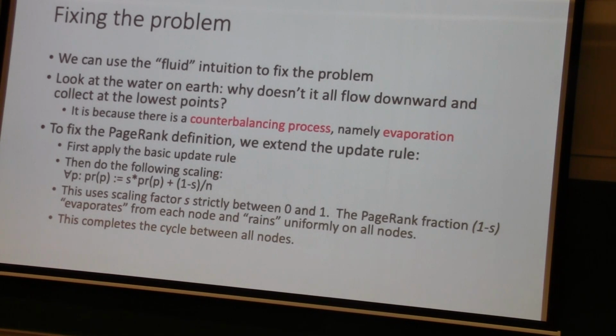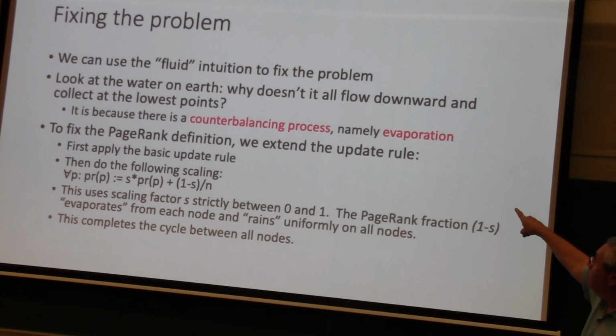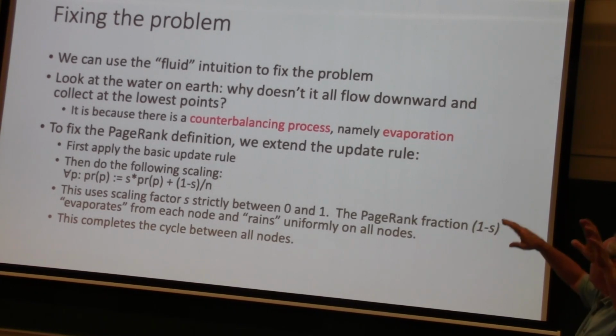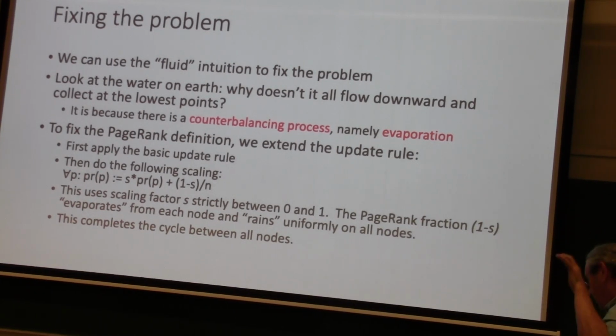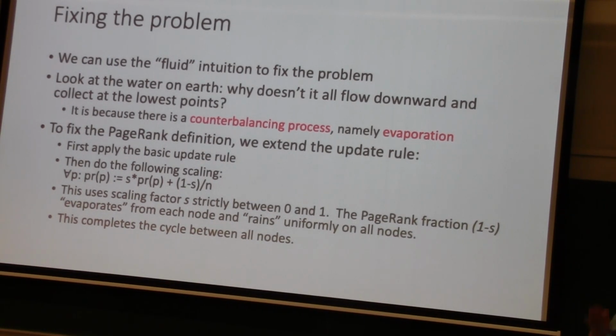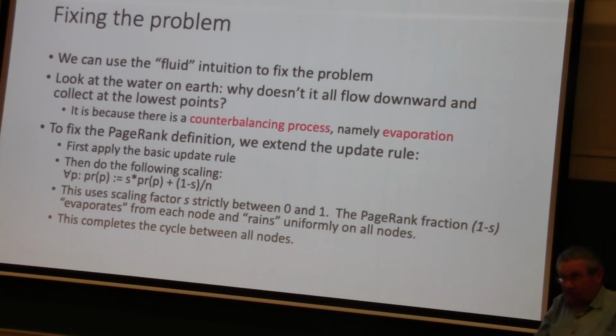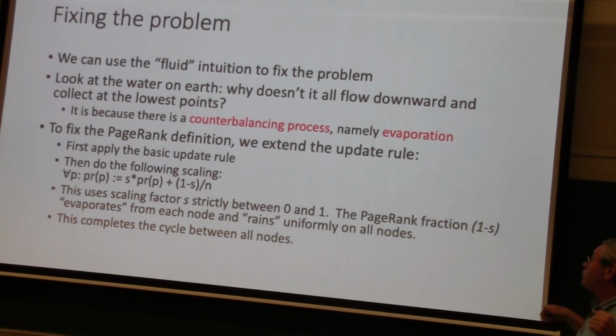You can still use the fluid intuition to fix it. Look at the Earth. Water flows down, right? Rivers, everything goes into the ocean. But why does not everything stay in the ocean? Still there's water on the mountains, because there's water also going up. This is going up by evaporation. So it's kind of circulating. So you have lakes in the mountains.